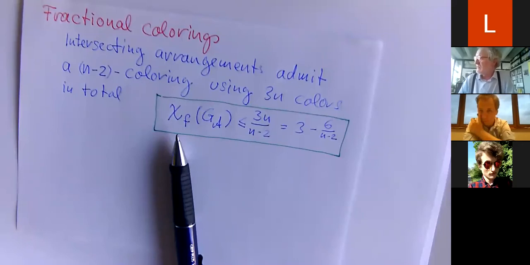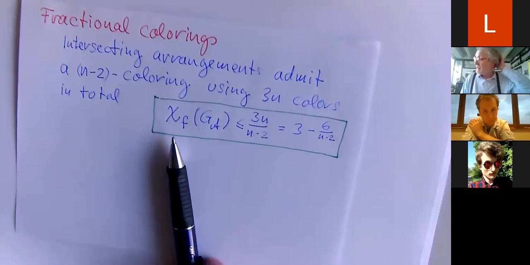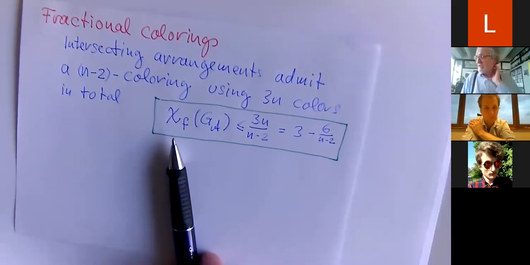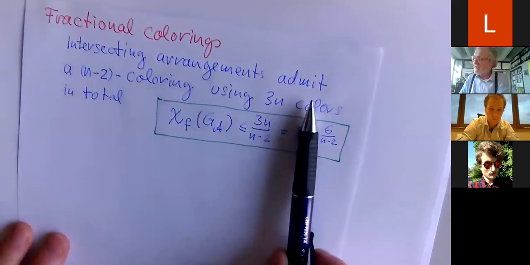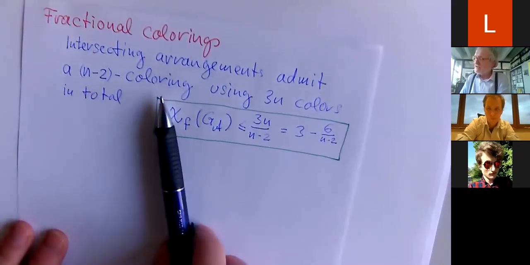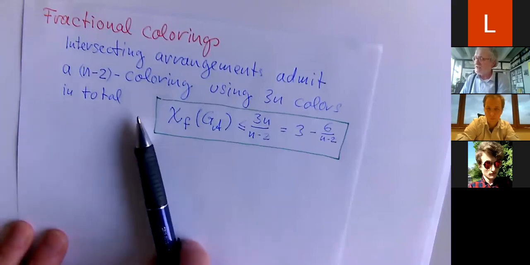If you describe the chromatic number by the IP, which is modeling the packing problem, so you want to pack as few independent sets as possible to cover everything. This is an IP, and then you take the LP relaxation, and the optimum is the fractional chromatic number, and you can bound it by looking at multicolorings, at b-colorings. And so intersecting arrangements admit n minus 2 colorings using 3n colors in total.